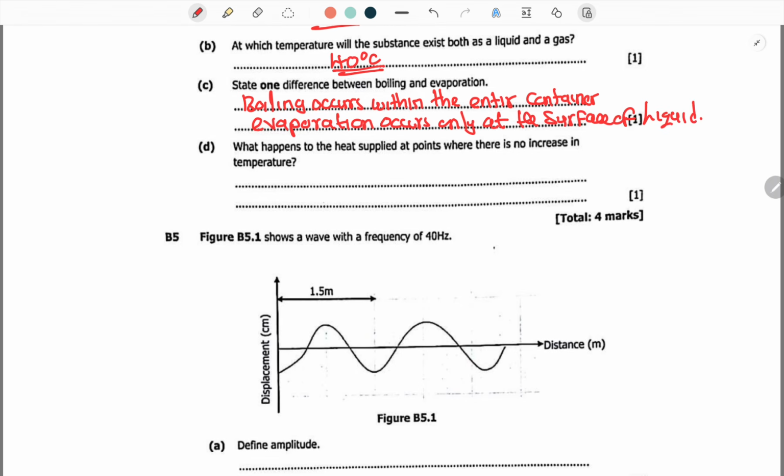Boiling occurs within the entire container, whilst evaporation only occurs on the surface of a liquid. Okay, that's evaporation. Evaporation only affects the surface of a liquid. Boiling is affecting the entire container of a liquid. What happens to heat supplied at points where there is no increase in temperature? So this one I want you to answer.